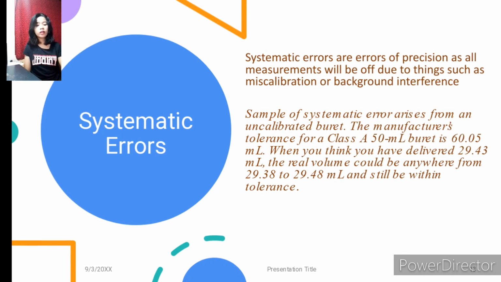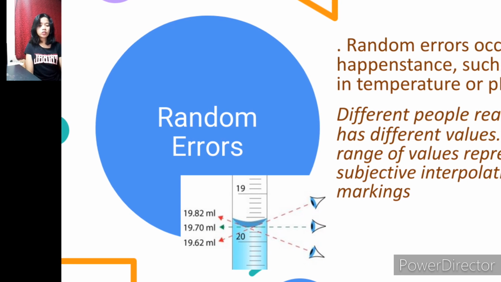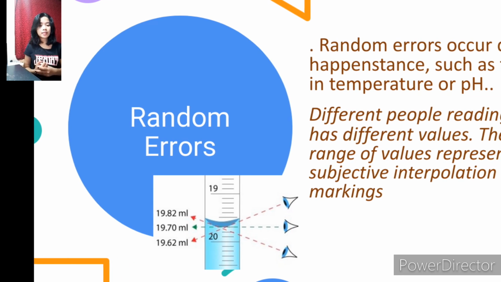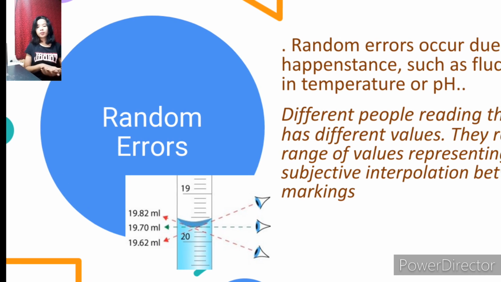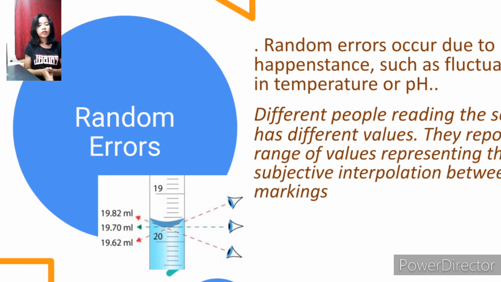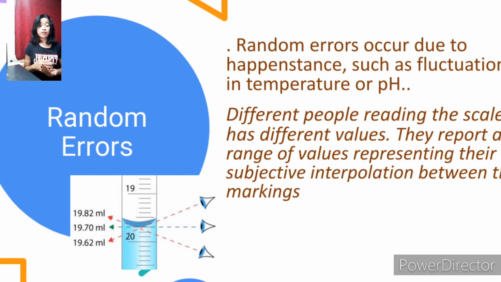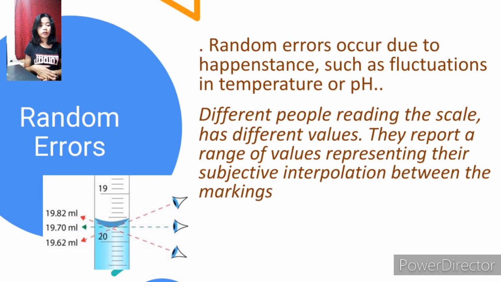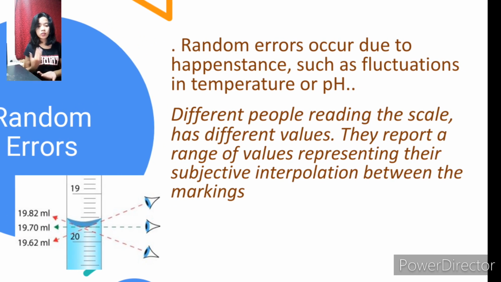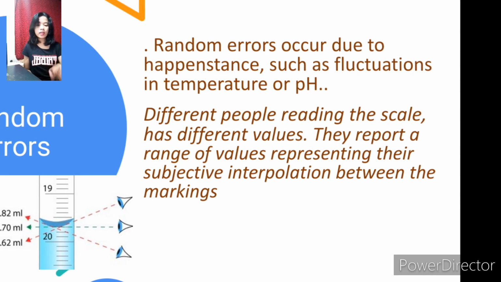And number 2, random errors occur due to happenstance, such as fluctuations in temperature or pH. Different people reading the scale have different values. They report a range of values representing their subjective interpolation between the markings.